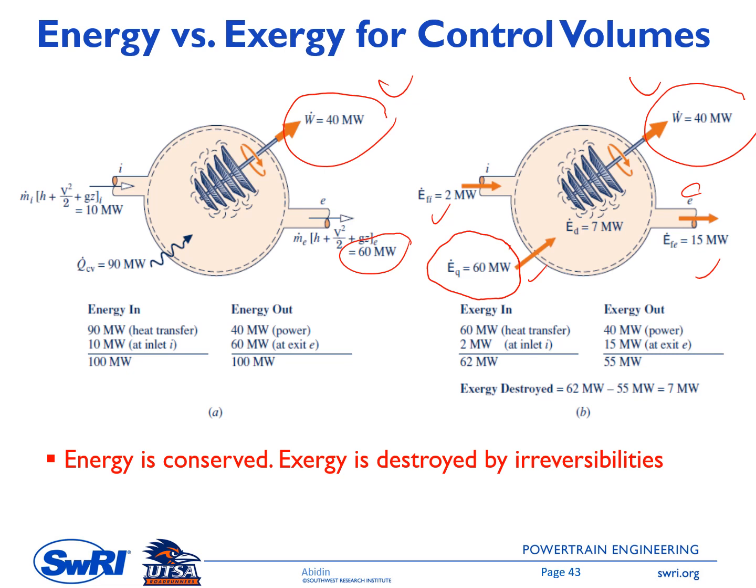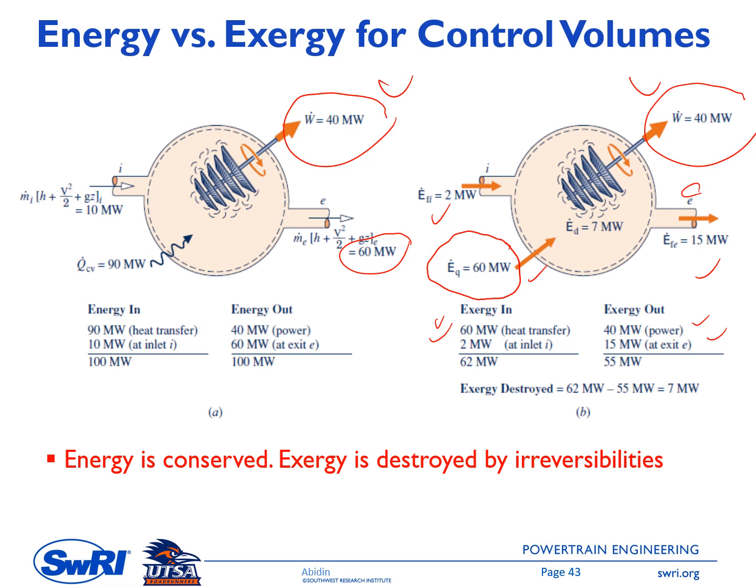Okay, now let's take a look at this exergy accounting. Exergy in is 60 megawatt. This is accompanying the heat transfer, plus 2 megawatt. This is accompanying the inflow. So we have 62 megawatt exergy in. And then exergy out, we have 40 megawatt. This is accompanying the work. And we have 15 megawatt. This is following the flow out of the system. So we only have 55 megawatt. So you can see in here there is a difference of 7 megawatt between exergy in and exergy out. And this is the exergy destruction within the system.